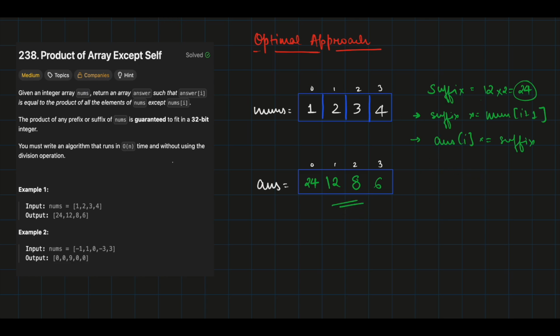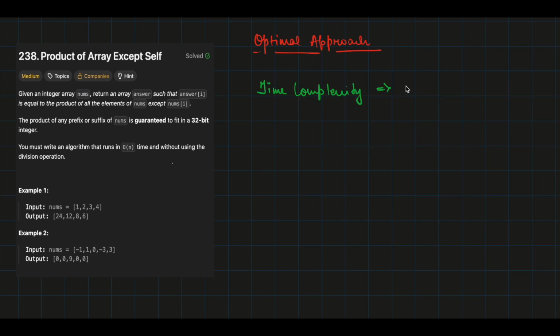So what we did here was we directly calculated the prefix once in the answer array. Then we used suffix as a variable and used these two steps to actually put the values into the answer to get the final answer. So this reduces our time complexity to O of 2n, that is still O of n, and we have now got the space complexity down to O of 1.